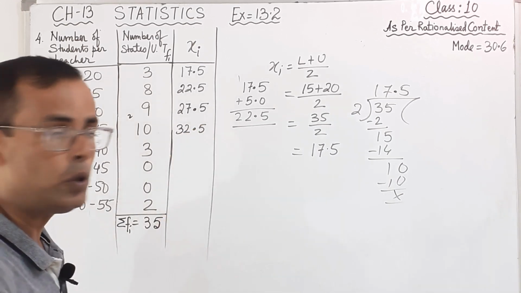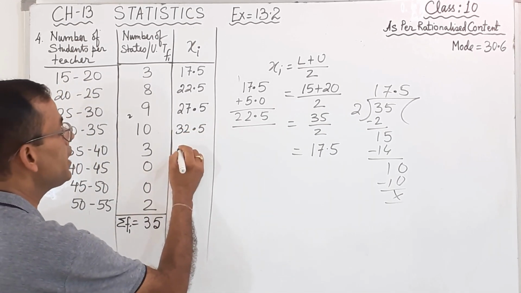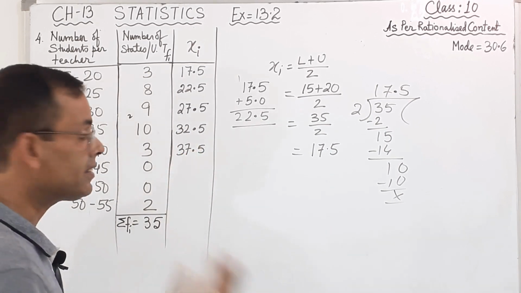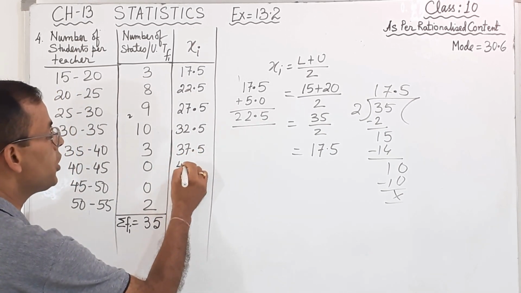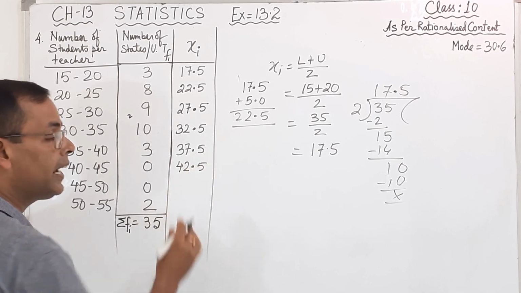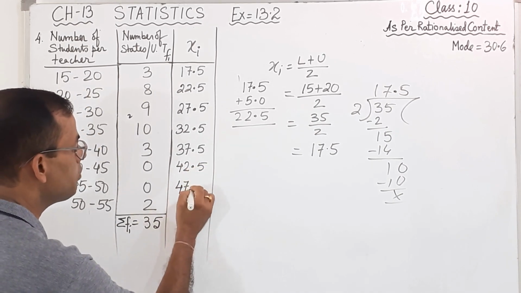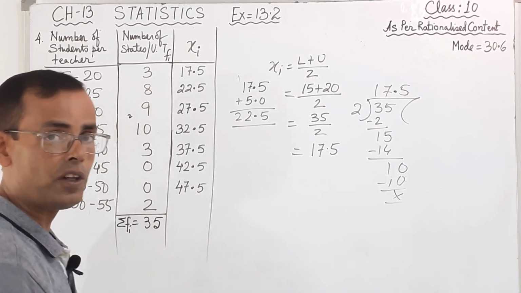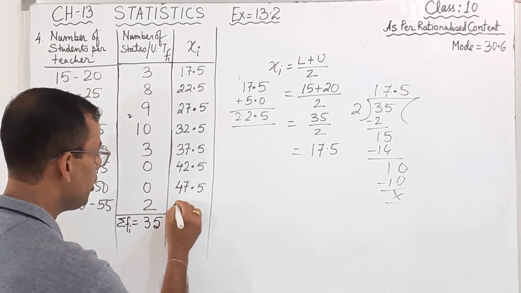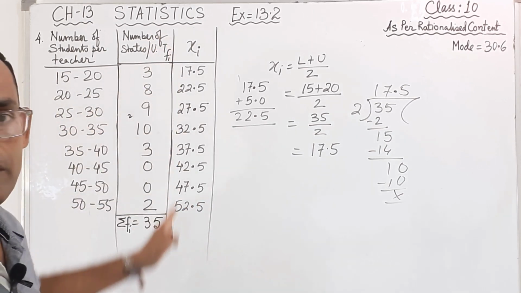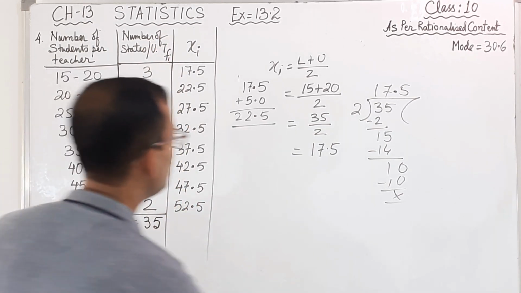Again with 32 you add 5, 32 plus 5, 37.5. Again with 37 you add 5, so 42.5. Again with 42 you add 5, so it comes 47.5. Again with 47 you add 5, so 52.5. Clear? So the mid value or xi we got.